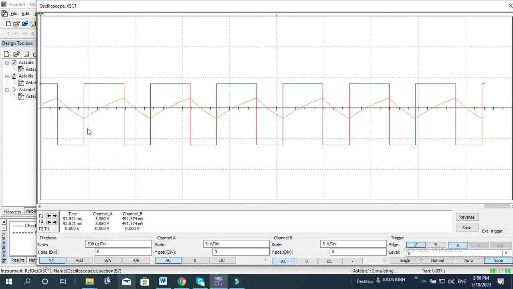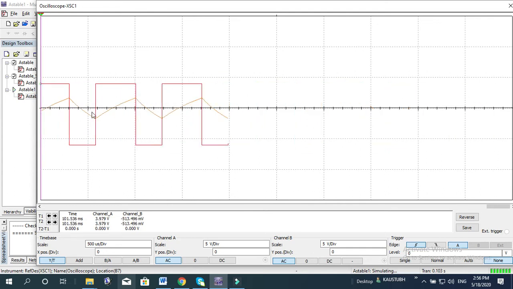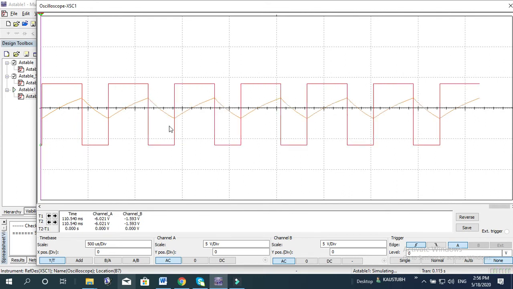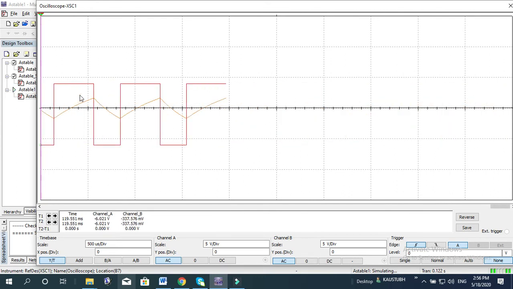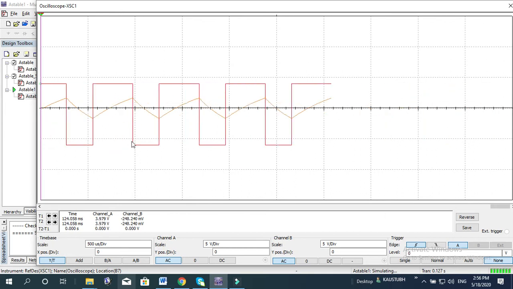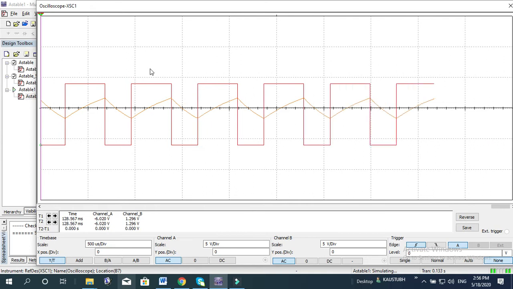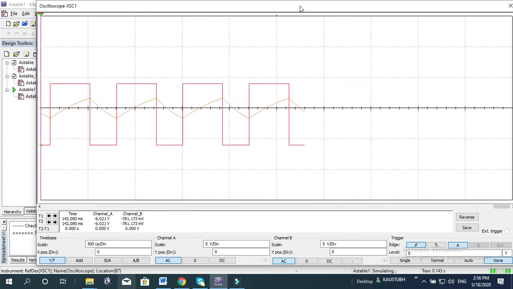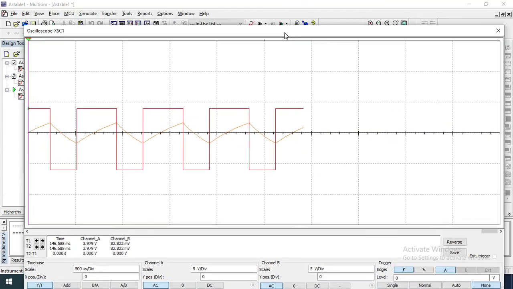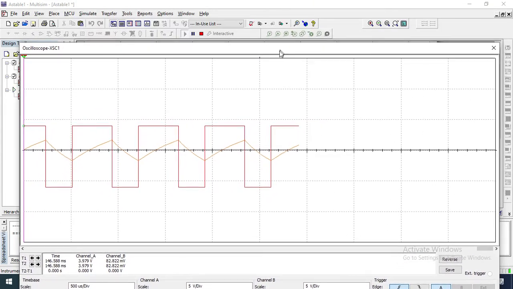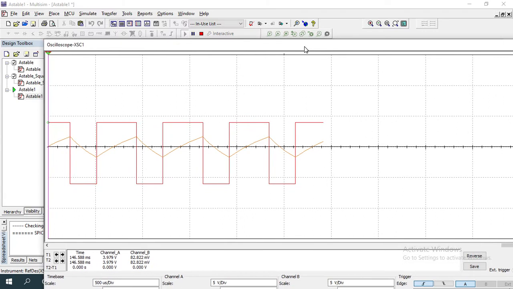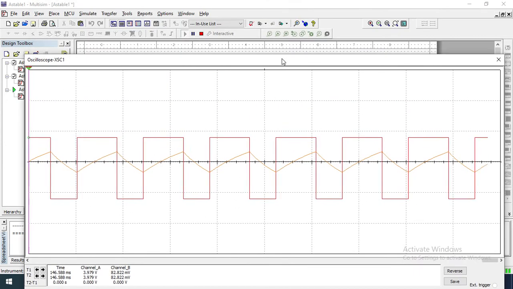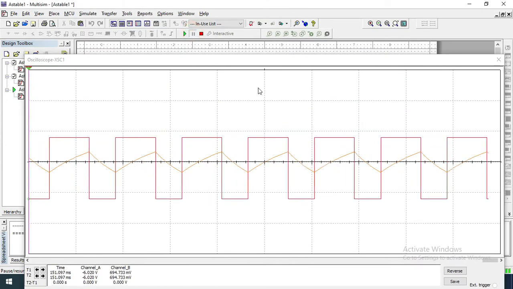So you see, during the charging time the on pulse is generated, and during the discharging down to 1/3 of the VCC, your off time of the pulse is being generated. Okay, now let us evaluate this timing, and see whether theoretically and practically it is equal or not. Okay, so let's see that. For that I'll just pause it.